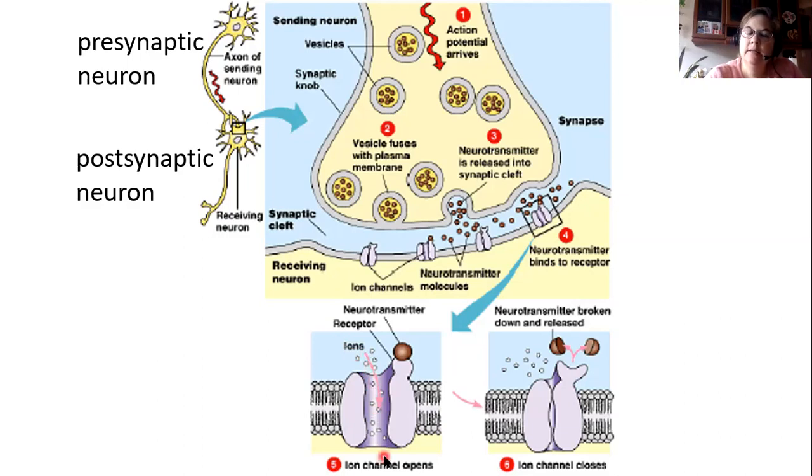So that's going to cause the postsynaptic membrane to become depolarized. If enough sodium comes in, then it'll reach threshold and we will get another wave of depolarization, which will go through the next neuron. Okay?